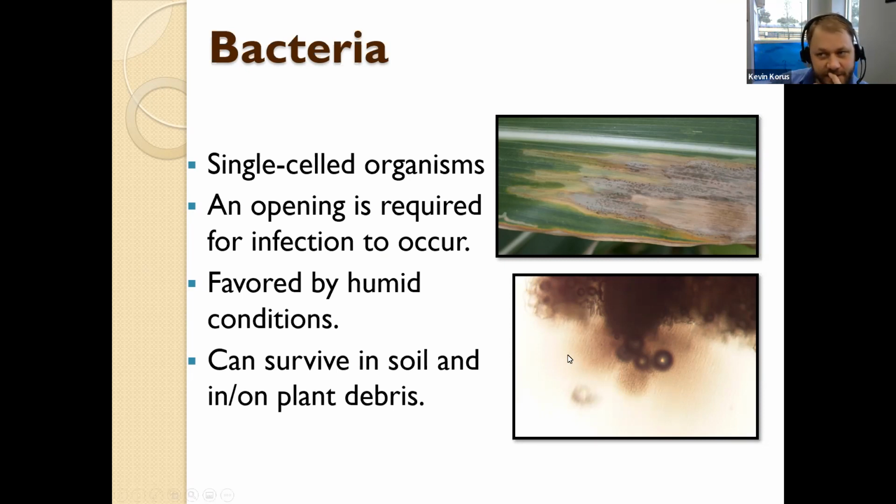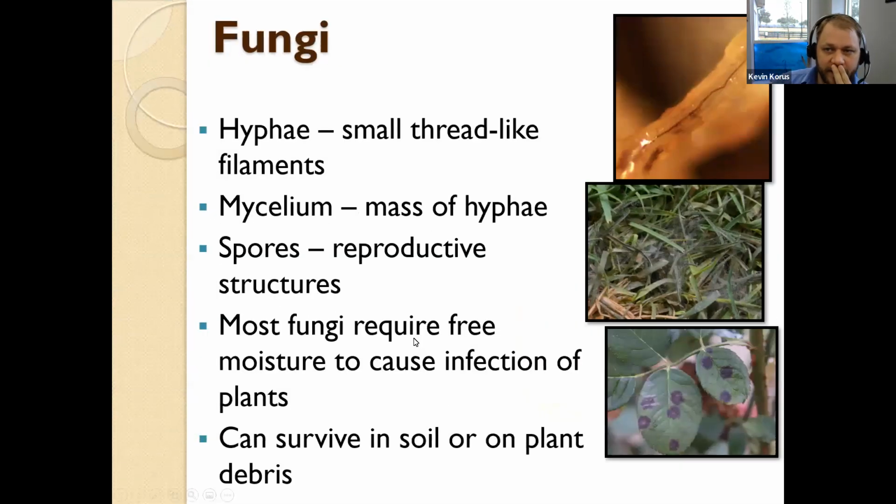So you can see these with a light microscope, but you have to have thousands or millions of cells in order to visualize them. You can't see a single bacterial cell. Okay, fungi. Fungi are probably the largest group of plant pathogens that we have to deal with. We have viral issues, we have fungal issues, we have nematode issues, especially down here in Florida, but fungi across the board are probably the most common pathogen group.